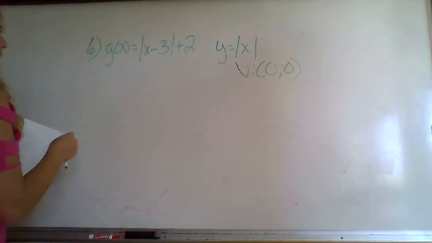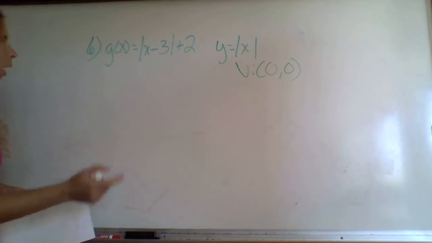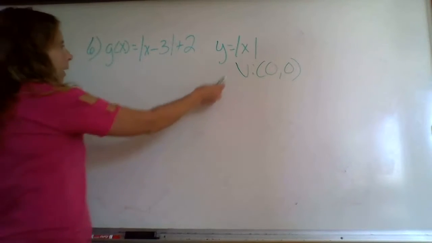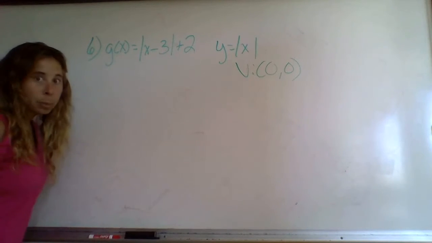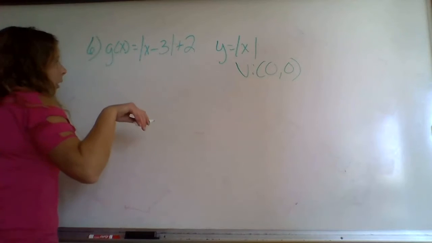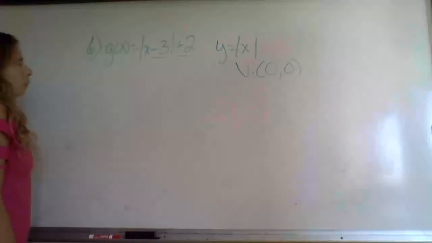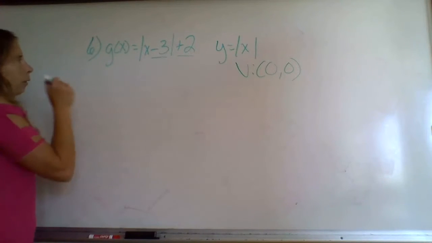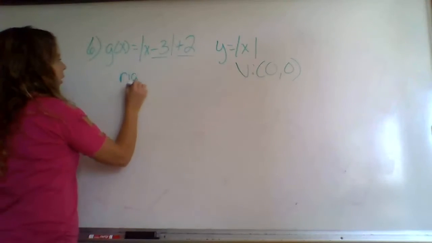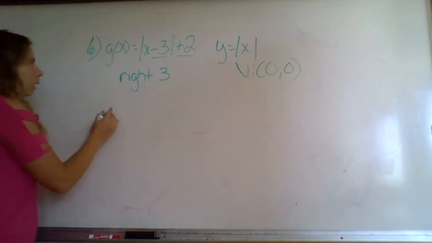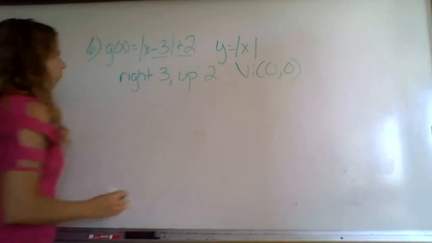So we're finding the vertex and writing the following as a piecewise equation. Okay, so the vertex, once again, you're comparing to this normal graph. So what is different? Play spot the difference. Well, I have this -3 and I have this 2. Those are my differences. Okay, if it's inside with the x, that means it's moving left or right. So x -3 means we move to the right. It's the opposite. So we move to the right 3 and up 2.